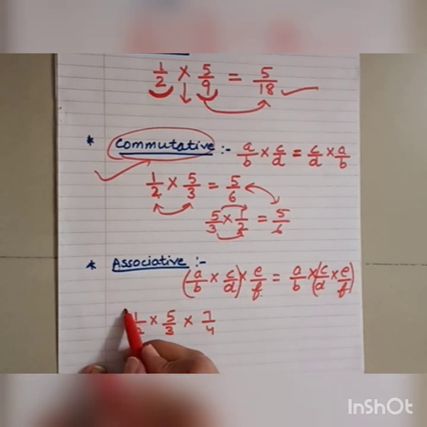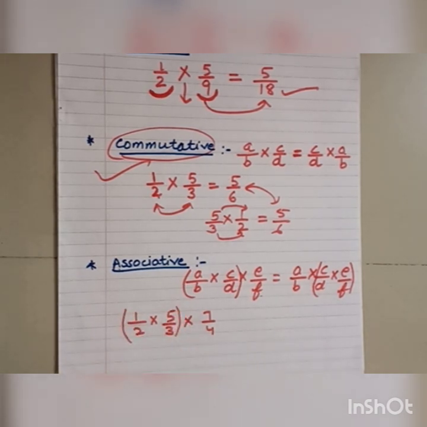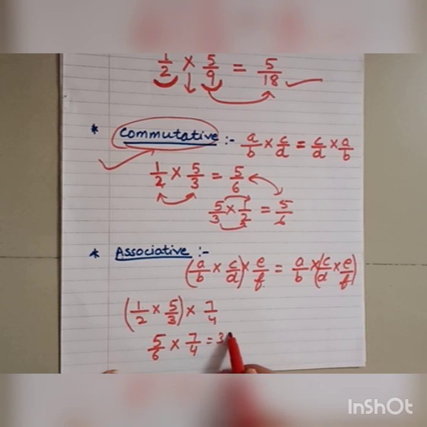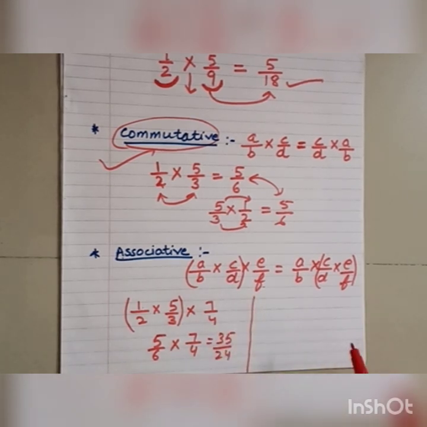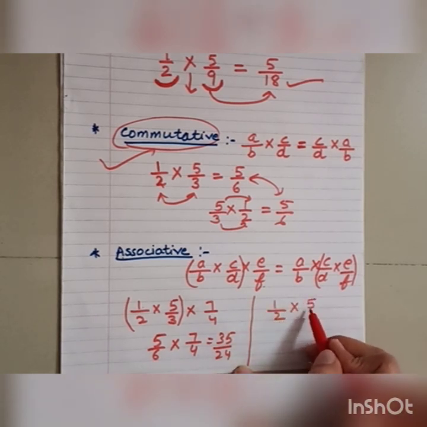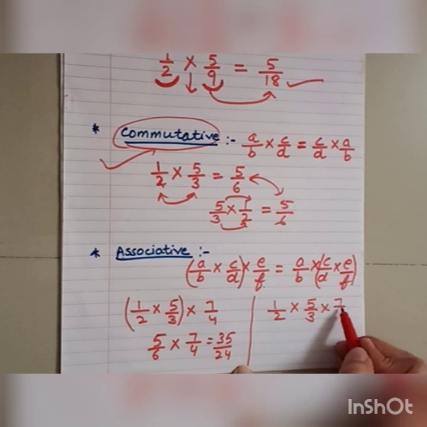When we multiply the first two, we get 5 into 1, 3 into 2, that is 5 by 6. Then multiply by 7 by 4. We get 5 sevens are 35, 6 fours are 24. Now check the right side values: 1 by 2 multiplied by 5 by 3 into 7 by 4.